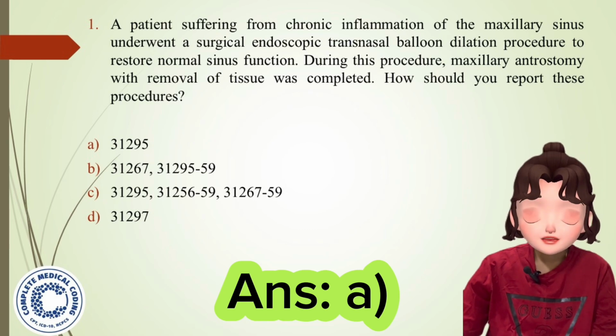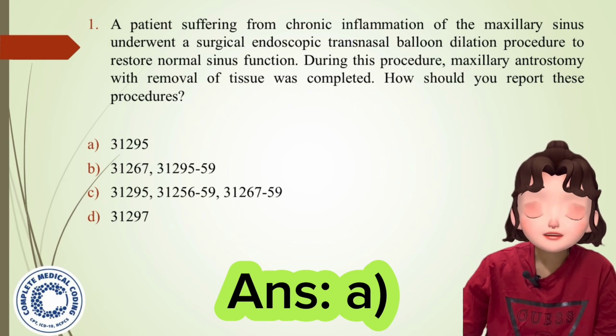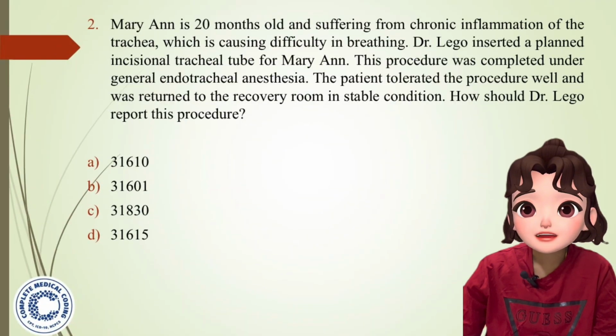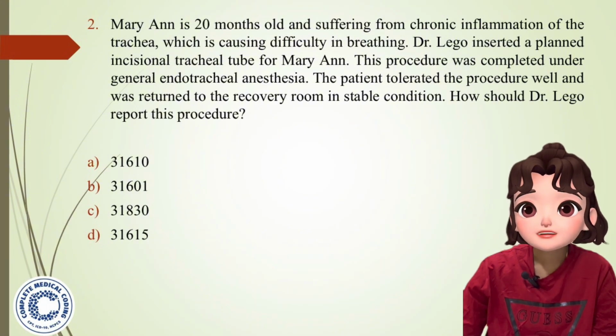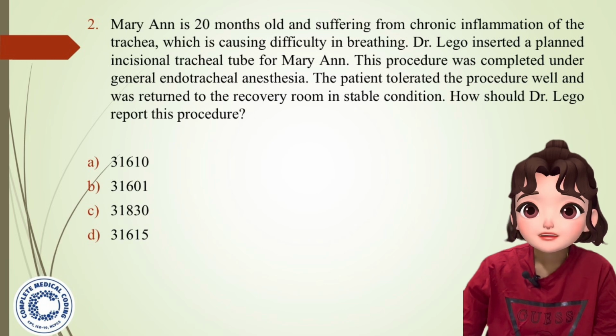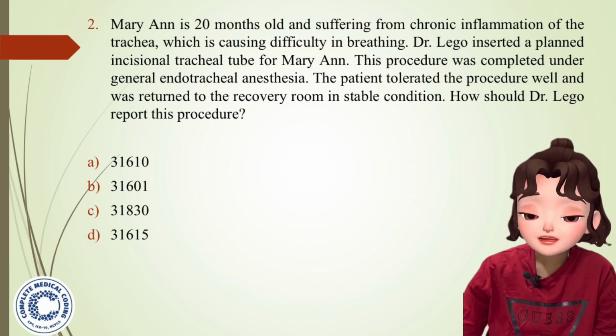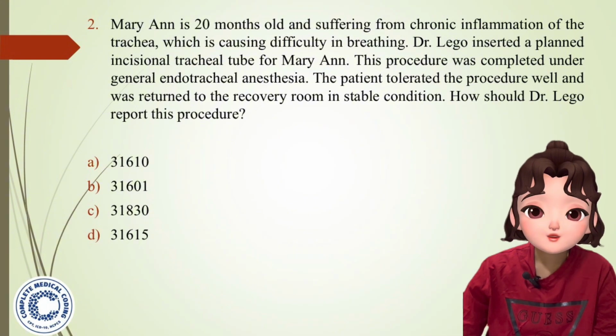Anyway, moving to the second question. Mary Ann is 20 months old and suffering from chronic inflammation of the trachea, which is causing difficulty in breathing. Dr. Ligo inserted a planned incisional tracheal tube for Mary Ann. This procedure was completed under general endotracheal anesthesia. The patient tolerated the procedure well and was returned to the recovery room in stable condition. How should Dr. Ligo report this procedure?